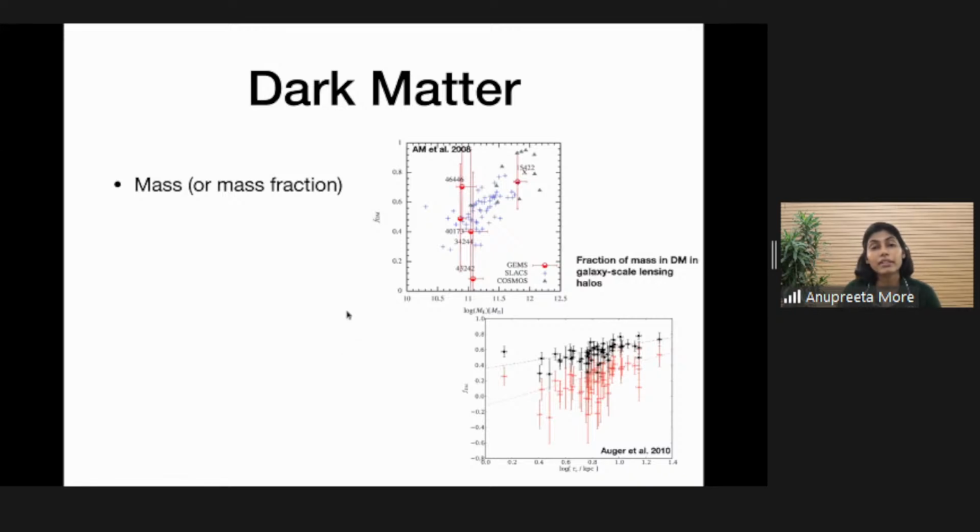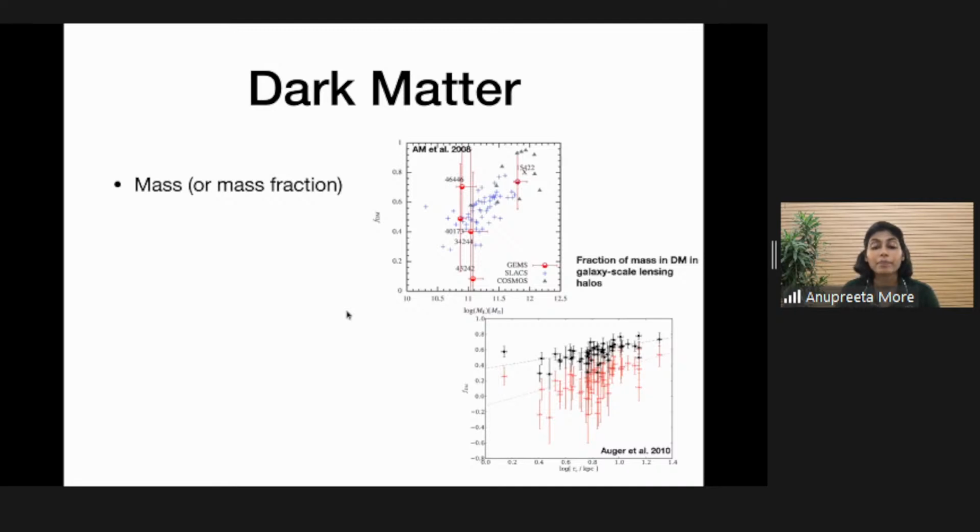One of the most important things that we can learn from strong lensing are the properties of dark matter, because lensing is insensitive to the type of matter that is there in the universe. And as you know, dark matter is the most dominant component in the matter budget of the universe. Strong lensing is one of the best methods to get constraints on dark matter properties.